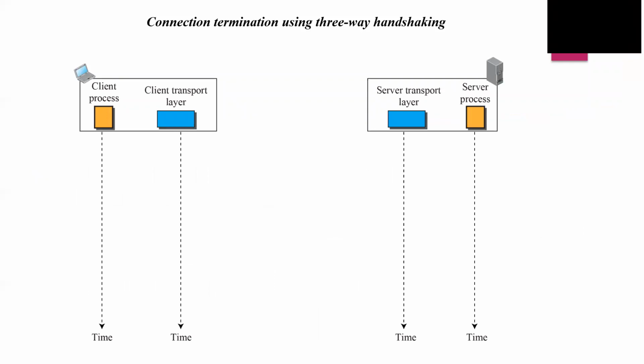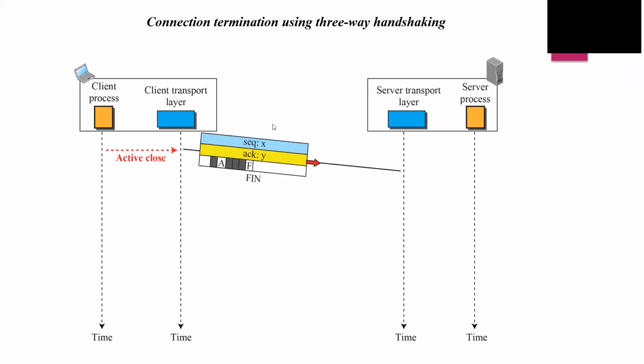So the left hand side is a client process, the right hand side is a server process. Once the server is on, then the client will be on. Who will initiate first? The client always initiates first. The client is called the active participant, and the server is called the passive participant. So the client process does an active close. Now the client wants to close the connection, so that message is the active close.